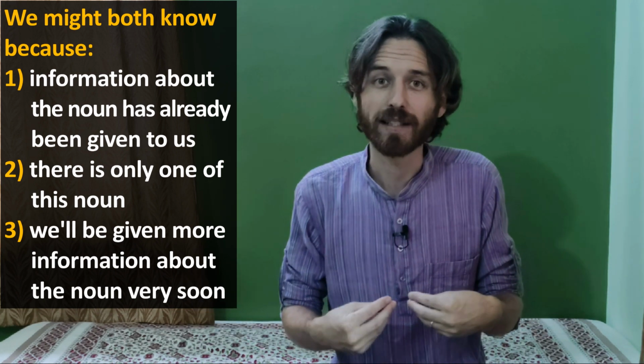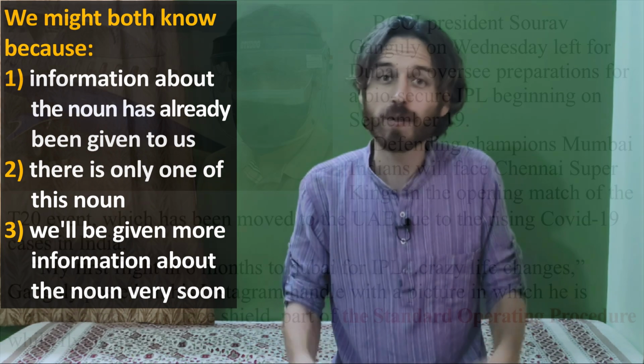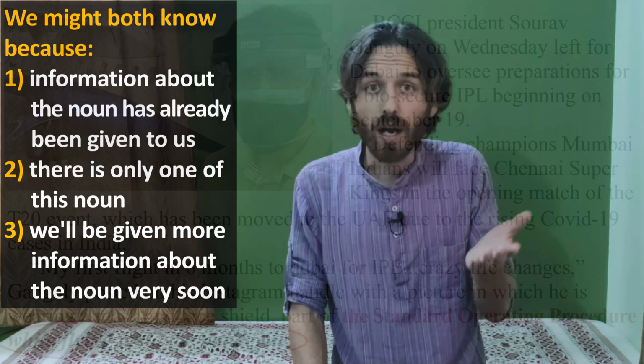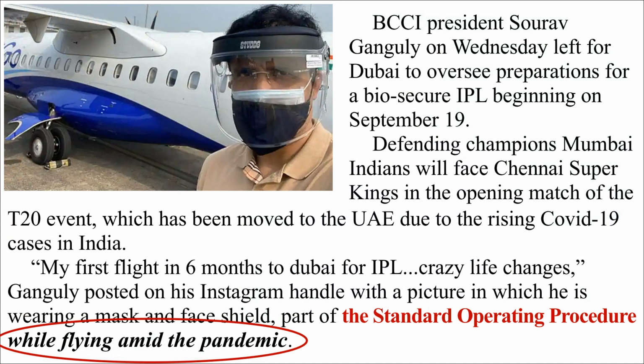Sometimes we both know which noun we are talking about because that information is given to us in that very sentence or very close by. For example, in our IPL news article, we read this, the standard operating procedure. Which standard operating procedure? The standard operating procedure for flying in a pandemic. That one. So we both know.